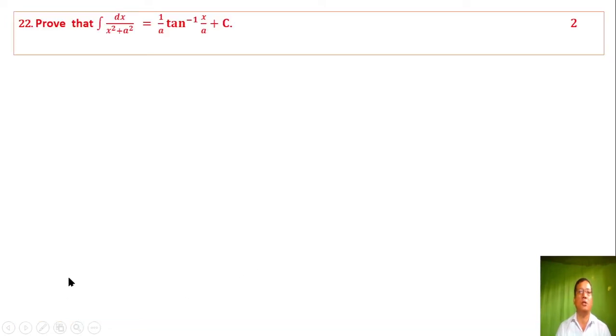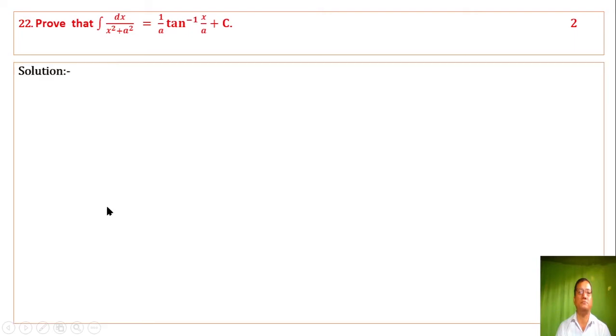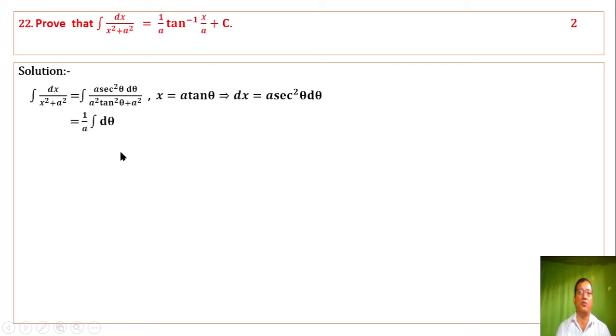Question number 22. Prove that, put x equal to a tan theta, whose derivative we have dx equal to a sec square theta d theta. Put their respective values, taking out and cancelling we get integral of d theta, whose integral is theta plus c. Solve theta from here, we have tan inverse of x by a. We have this. We have proved the statement.